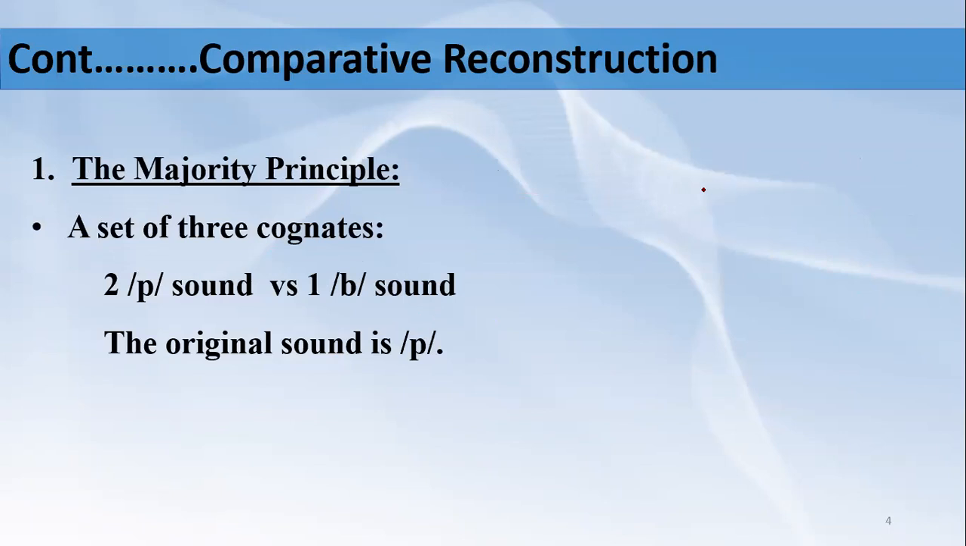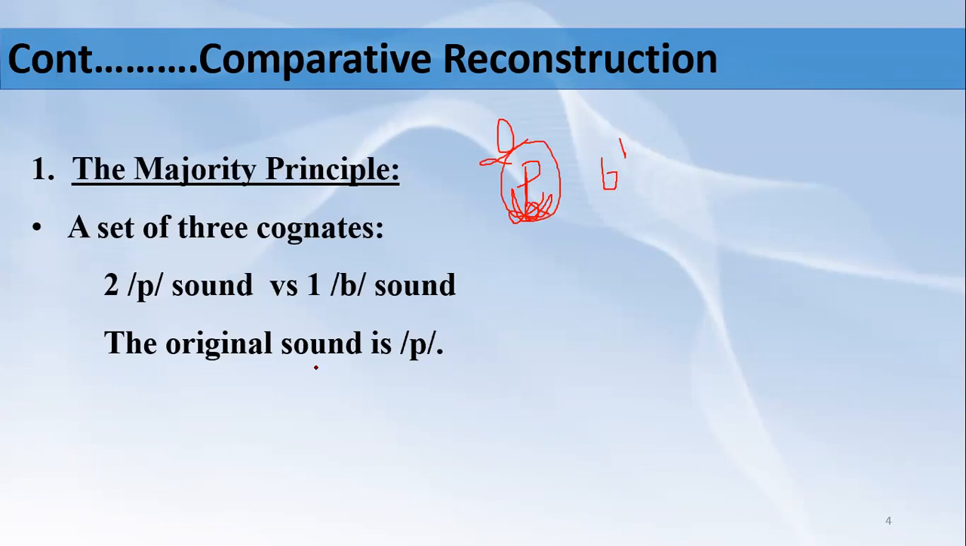It simply says that majority is authority. For example, if we have a set of three cognates, and two of the words have the p sound, while only one word has the b sound. So here we have two words which have the p sound, and here we have one word which has the b sound. It means that one of these two words must have been the protoform, must have been the original form, must have been the oldest word.